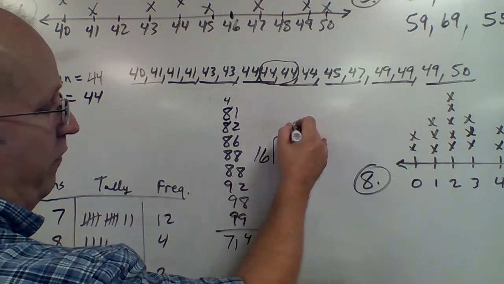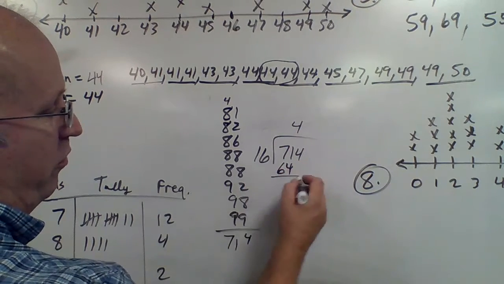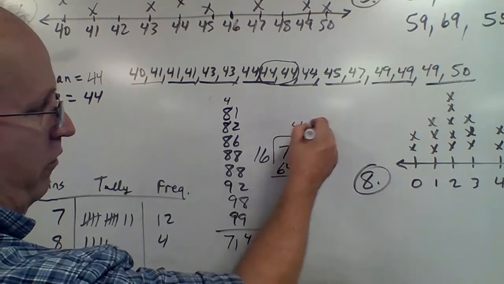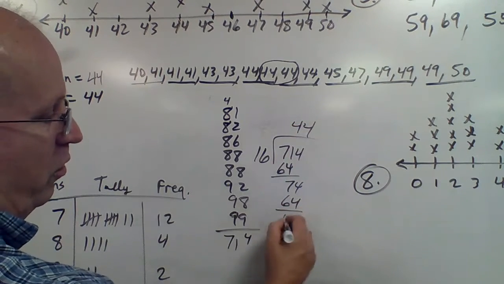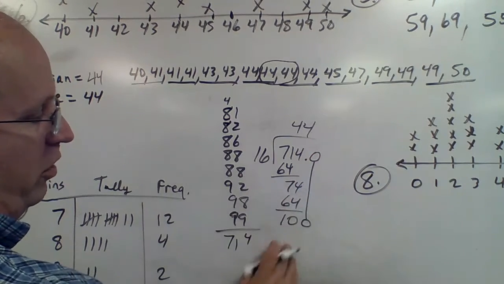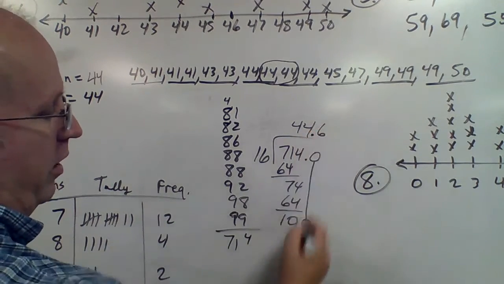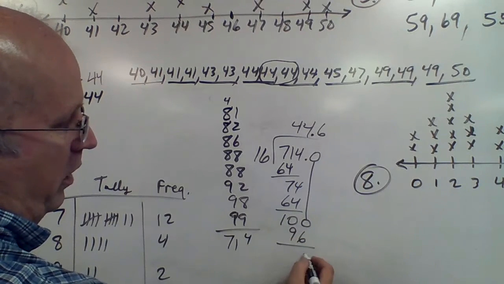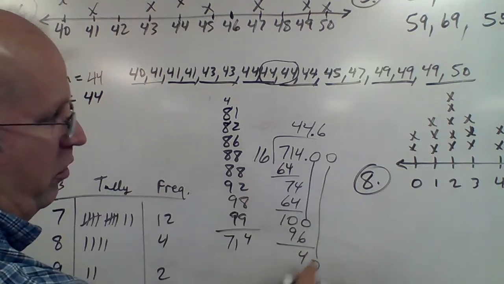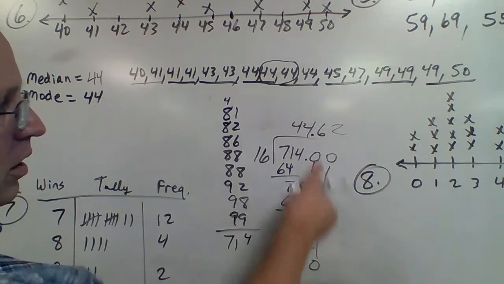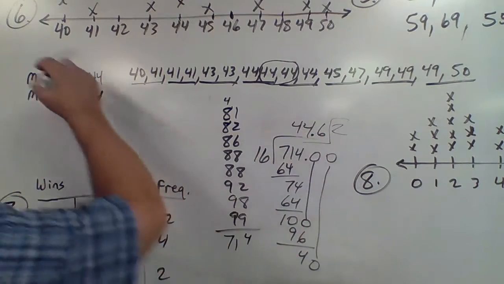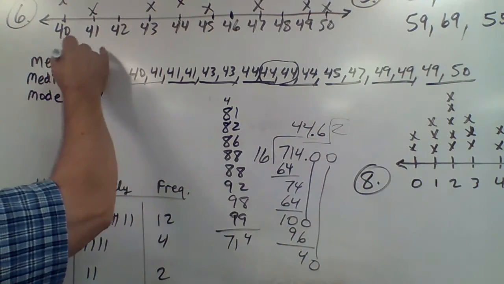I'm going to try 4, because I know that's 64. 16 times 4 is 64. I get 7. Bring down a 4. I'm going to try 4 again. 64. I get a 10 as my remainder. Let's bring down a 0. 16 goes into 100 6 times. 96 makes 4. Let's bring down another 0. 16 goes into this 2 times. Now the directions say round to the nearest tenths. So 44.6 is going to be my mean.